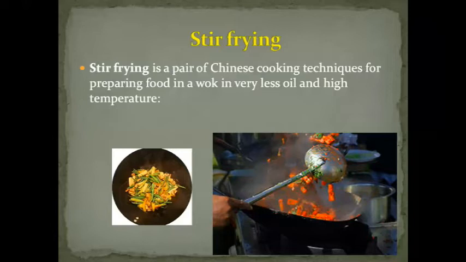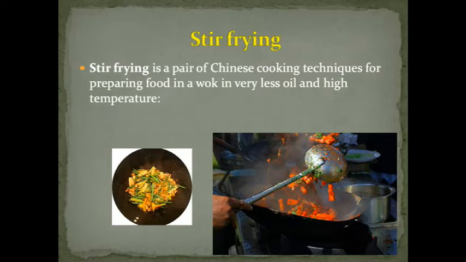So when Chinese cooking became very famous, at that time stir frying became famous. So stir frying is a type of cooking technique in which you use very high heat. It's a very high temperature heat and very less oil. It's a very fast method of cooking. So it's like sauteing, but it is done very fast, even faster than sauteing.